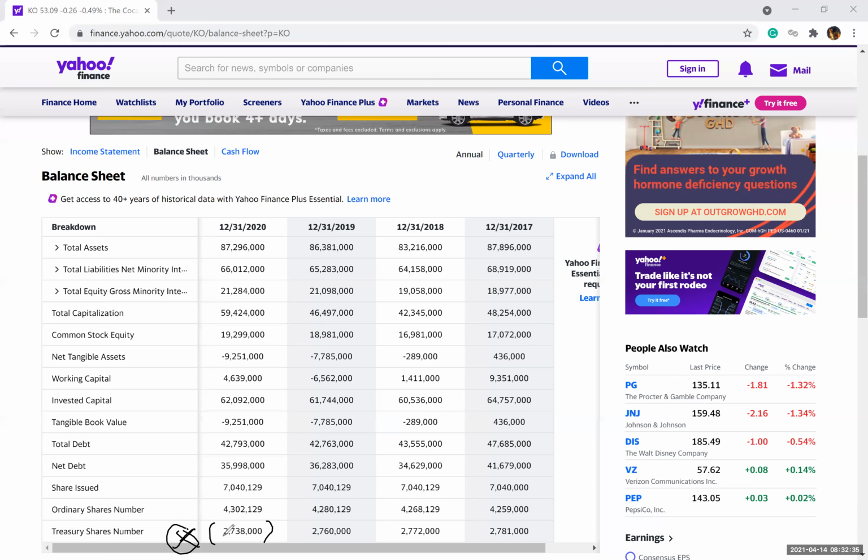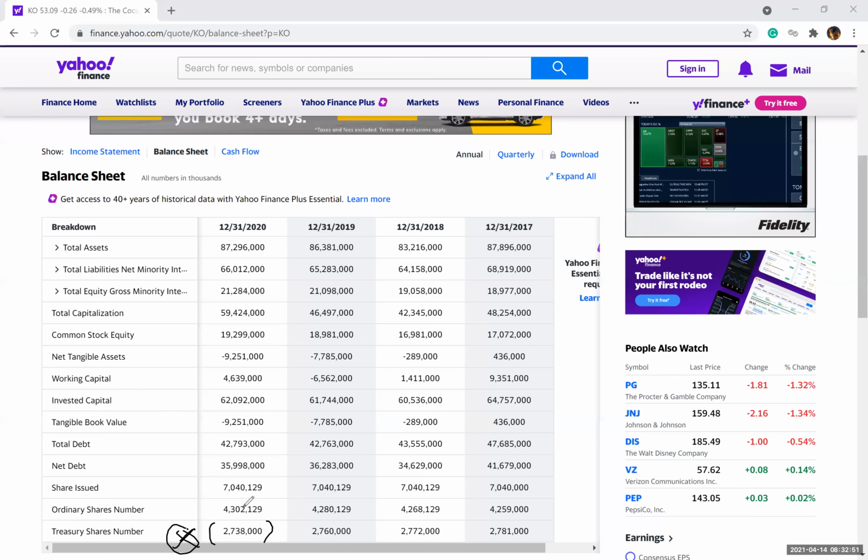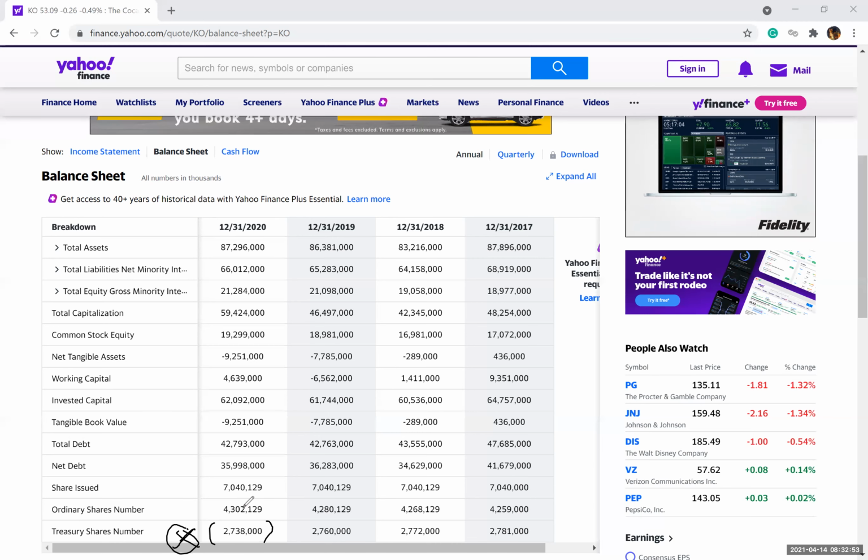So they were at one point issued. That's why we've had a total of 7 billion shares issued, but they've bought back 2.7 billion, leaving only 4.3 billion out available in the market. So that's the difference between ordinary shares and treasury shares, and that helps explain the market cap.